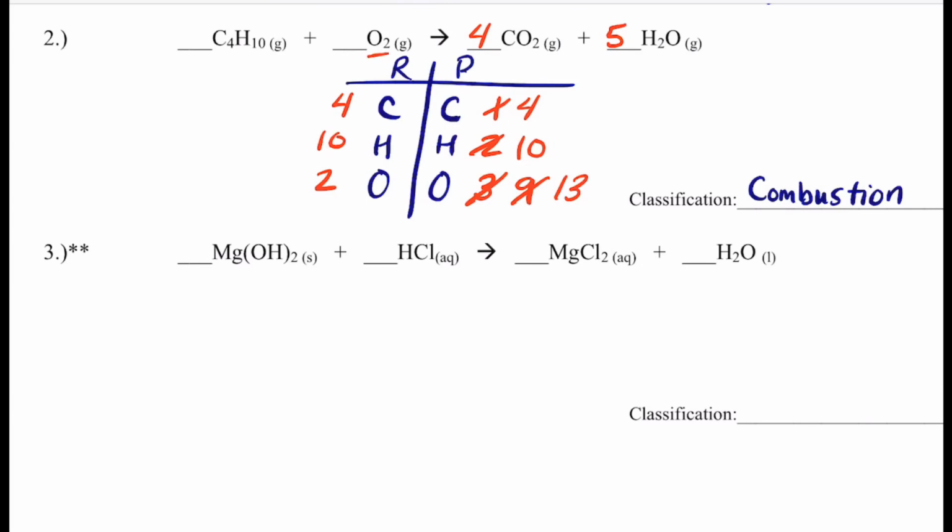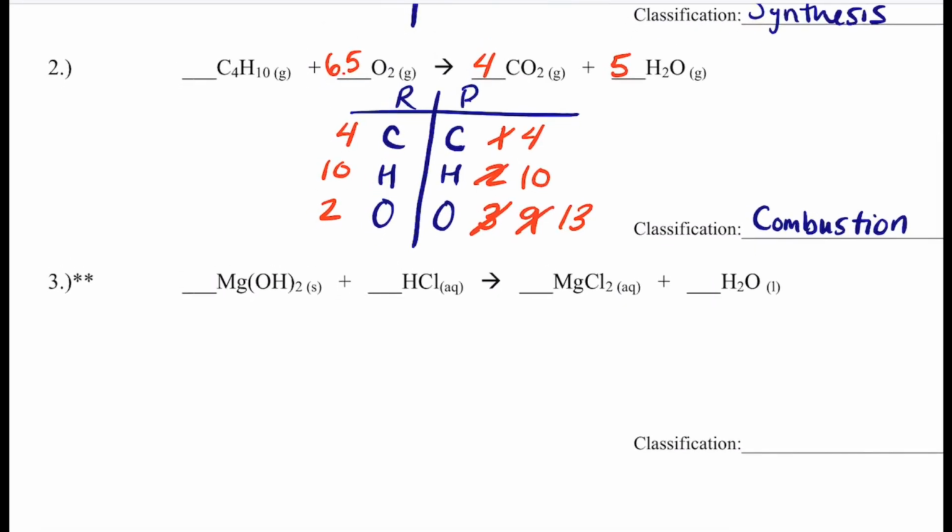And so I've got to think, what times 2 will be 13 to get my oxygens balanced? And that answer is 6.5. The only thing about that is that it doesn't make a whole lot of sense to have 6.5 oxygen molecules. So what we'll do is we want whole numbers for our coefficients. And so what I'll do is I'll just double everything. So that will go to 2, this will go to 13, this will go to 8, and this will go to 10, and now I'm balanced.